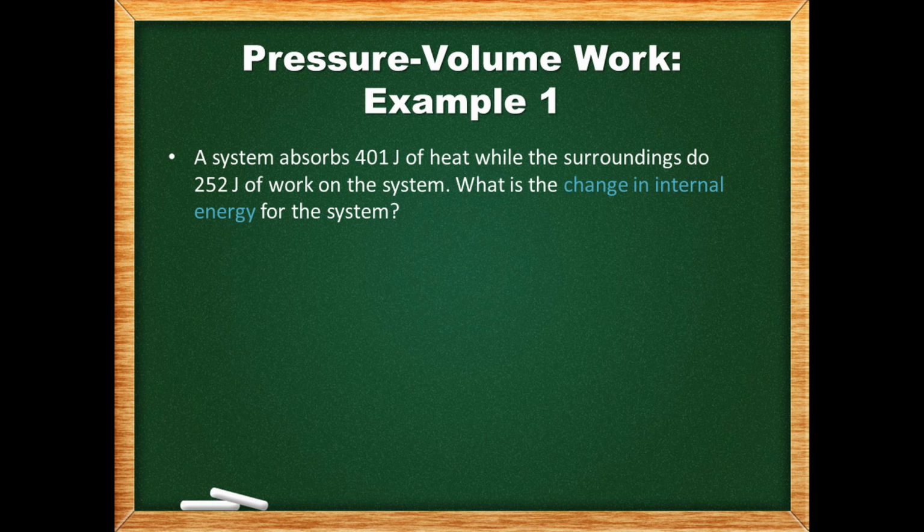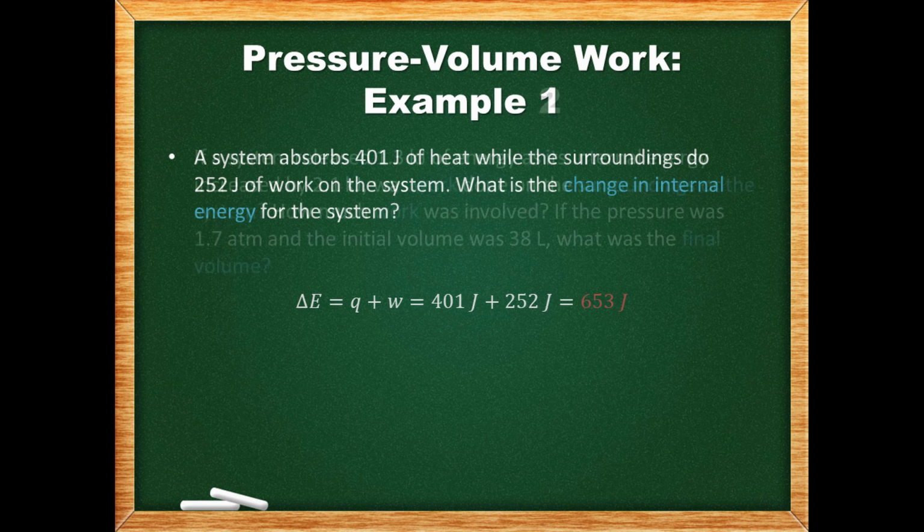We need to find the change in internal energy for the system. The change in internal energy is equal to the sum of heat and work. The system is absorbing heat, so Q is positive. Work is done on the system, so work must be positive. We add these together to get the change in energy. This is a positive value, which makes sense. Adding heat and doing work on the system should have increased its internal energy.